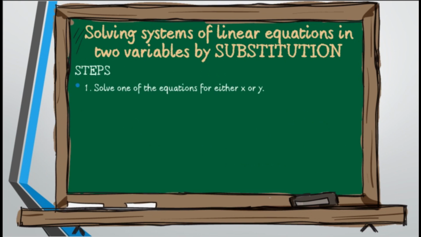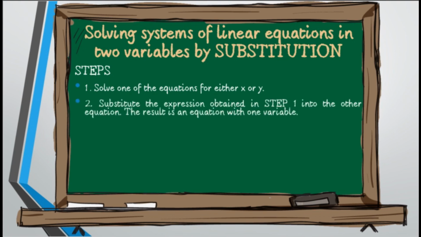Number 1. Solve one of the equations for either x or y. If one of the variables in an equation has a coefficient of 1 or negative 1, choose that equation since the substitution is easier this way. Number 2. Substitute the expression obtained in step 1 into the other equation. The result is an equation with one variable. Step 3. Solve the resulting equation in one variable from step 2.